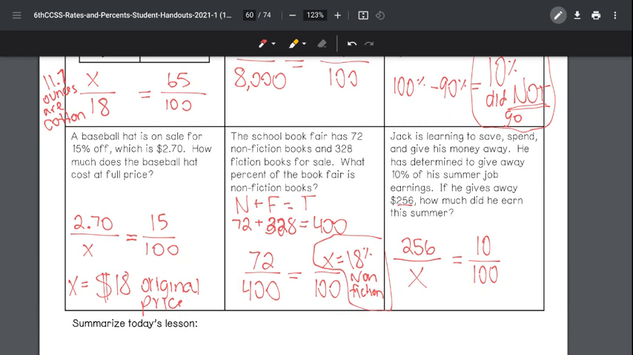Cross, multiply, and divide. 256 times 100 equals 25,600 divided by 10. That whole summer, Jack earned 2,560 total dollars for the summer.